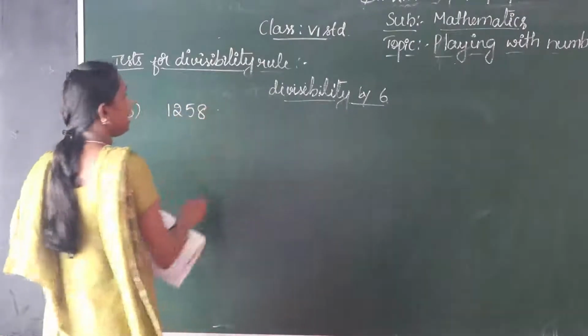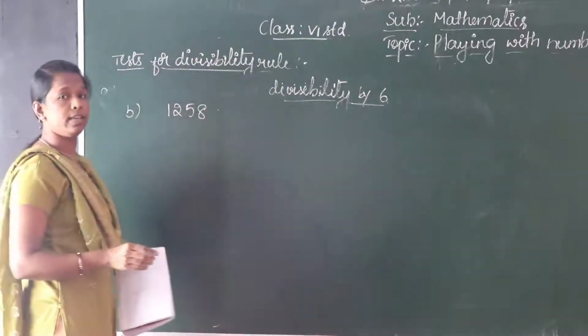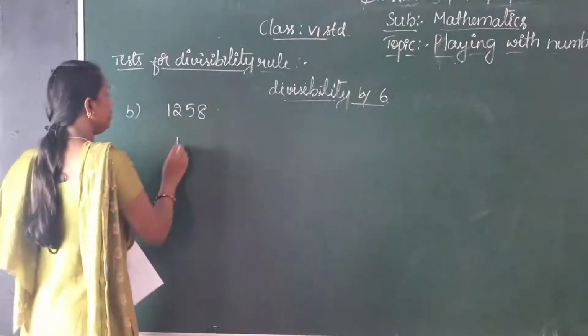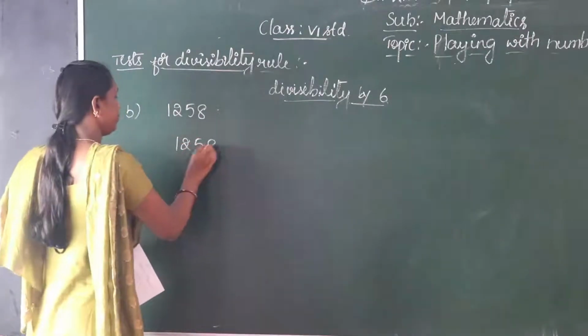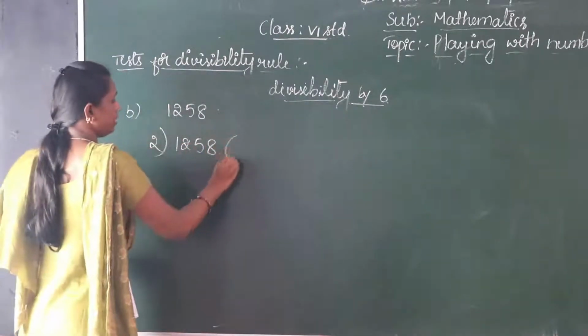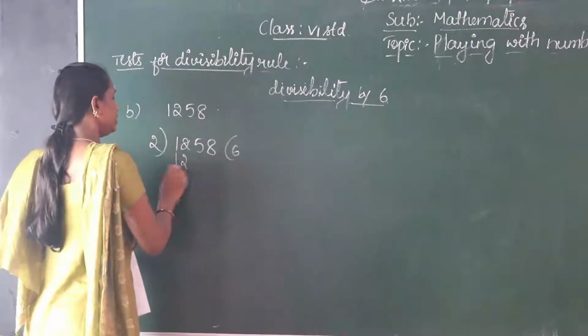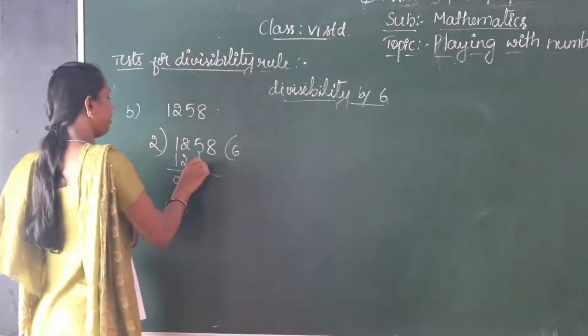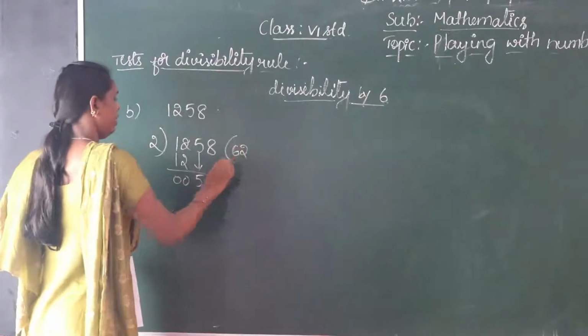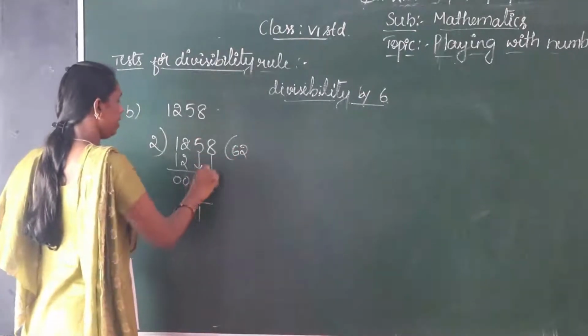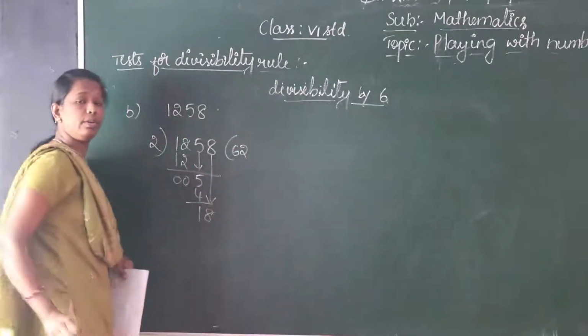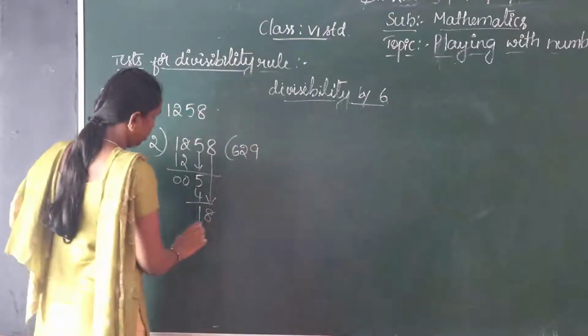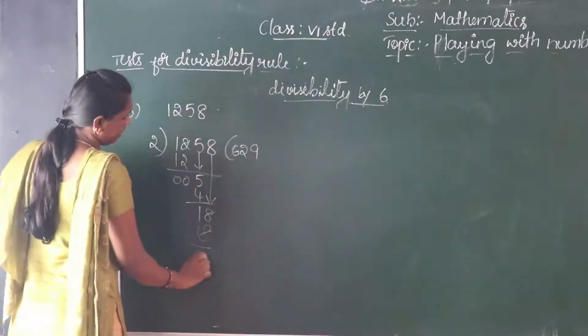1258. So same rule, that is divisibility by 6. First divide by 2. 2 6s are 12. Take 5 down. 2 2s are 4. Remainder 1. Take 8 down. 2 9s are 18. So here we get the remainder 0.